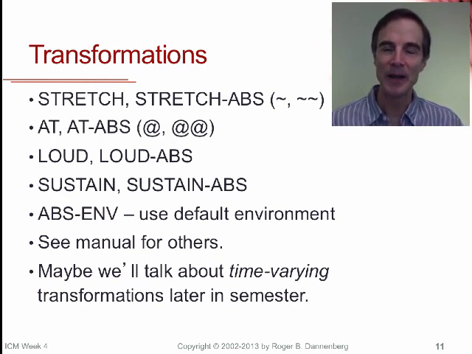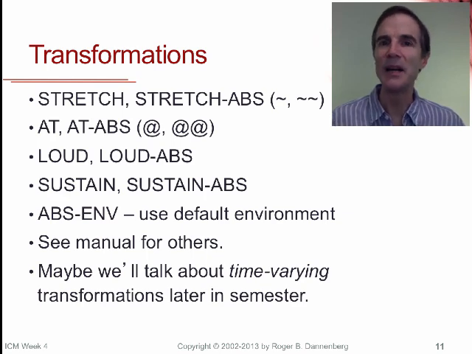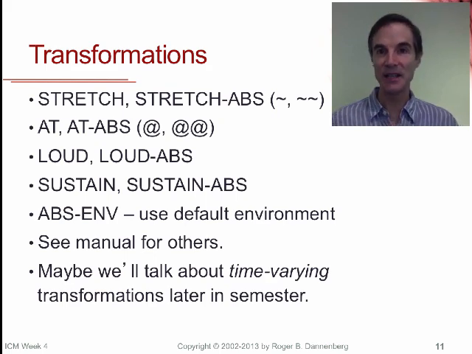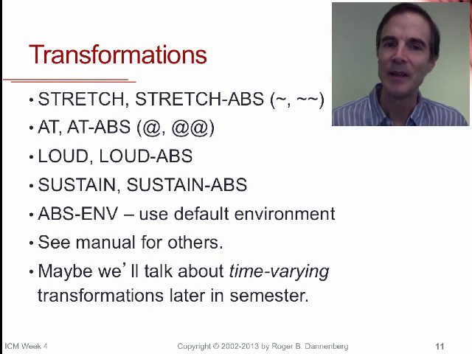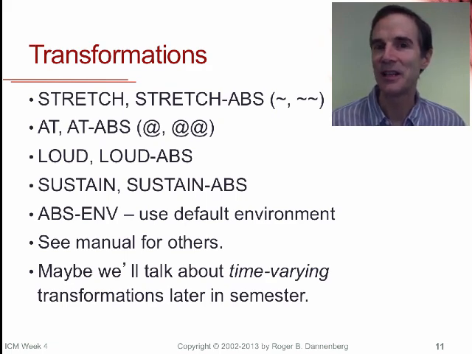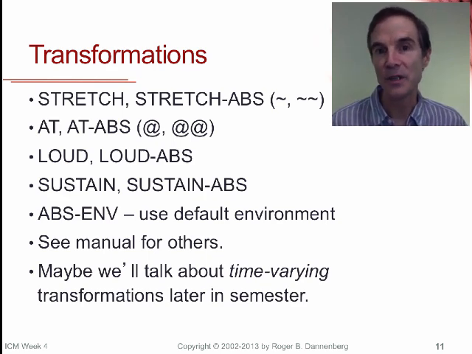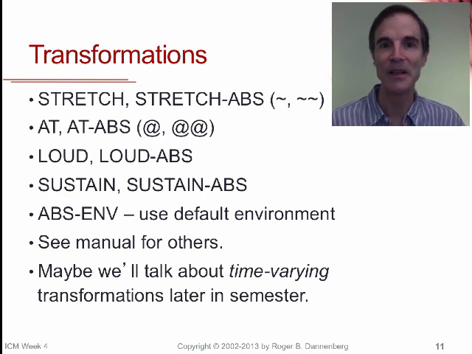We also have a special form that sort of undoes the environment. It's called abs-env. So that's an absolute transformation that puts everything at the default value. You look up other transformations in the manual, and maybe we'll talk about time-varying transformations later in the semester, but this is a very interesting idea that things like loudness and sustain can vary over time. And even more bizarrely, I think, the stretch factor doesn't have to be a constant, a scalar number. You can actually stretch by a signal and get a time-varying stretch factor.